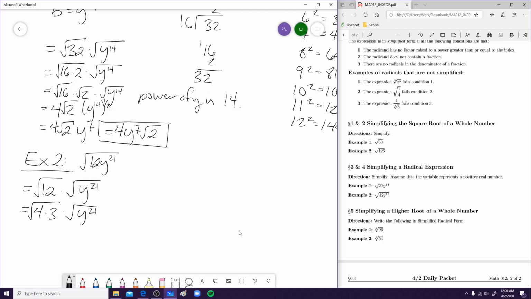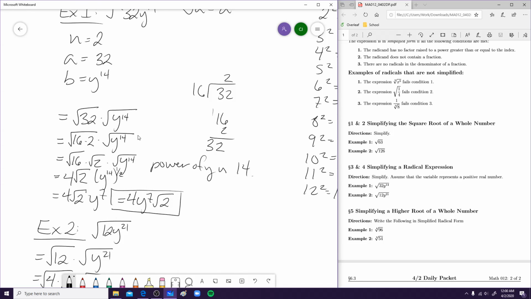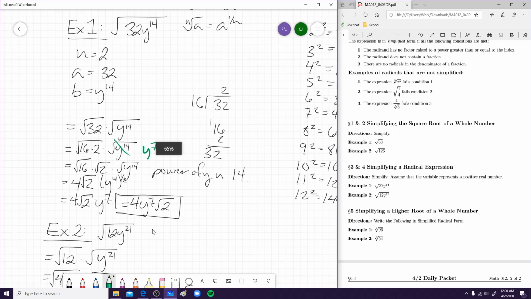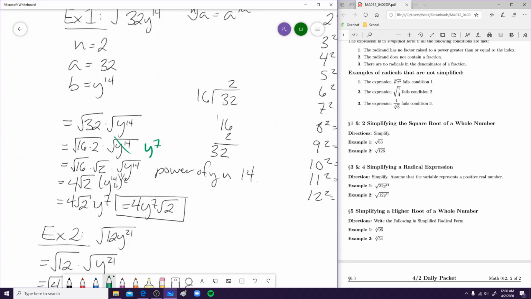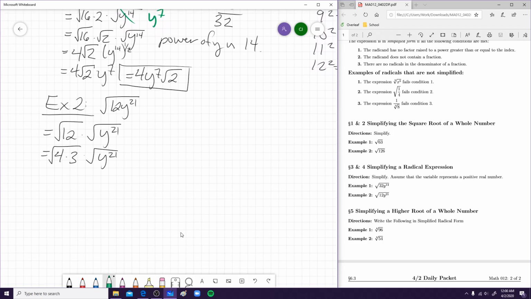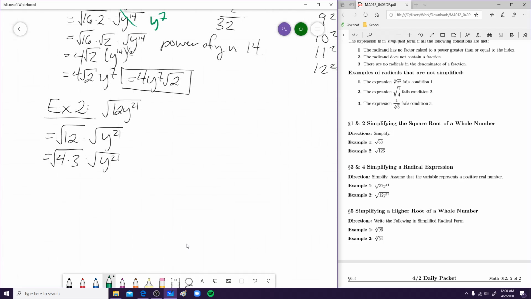One thing I want to add, though, is that with example 1, if you wanted to go ahead and tell me y to the 7th right here instead of this, that's perfectly fine. Or you can start the work of y to the 14th to the 1/2. You don't have to wait to do this. But for our sake, I'm going to do this step by step.